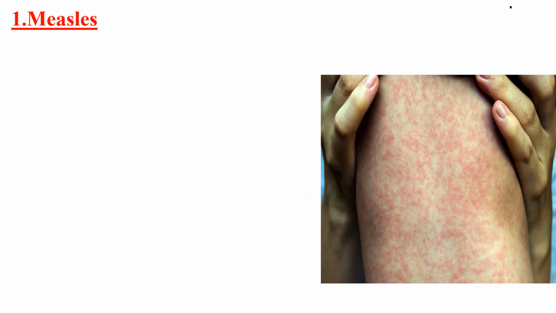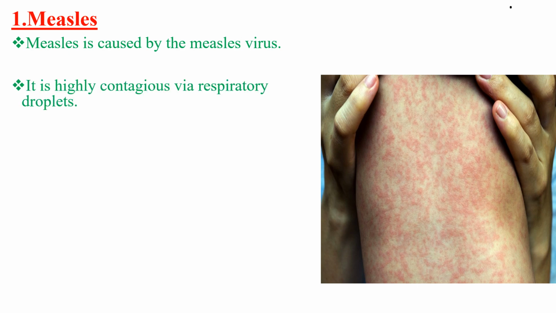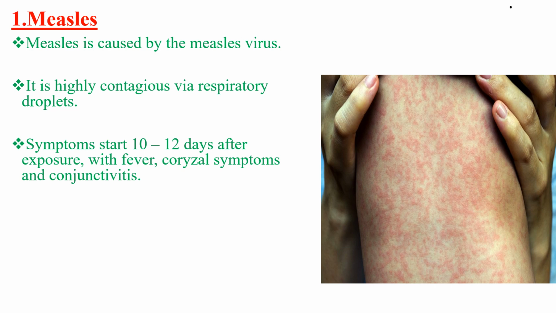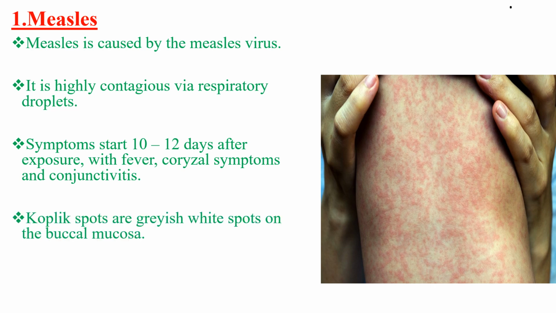First disease is measles. As you know, measles is caused by the measles virus. It is highly contagious via respiratory droplets and starts 10 to 12 days after exposure with fever, coryza, and conjunctivitis. Koplik spots are grayish-white spots on the buccal mucosa. They appear 2 days after the fever, but before the onset of skin rash.